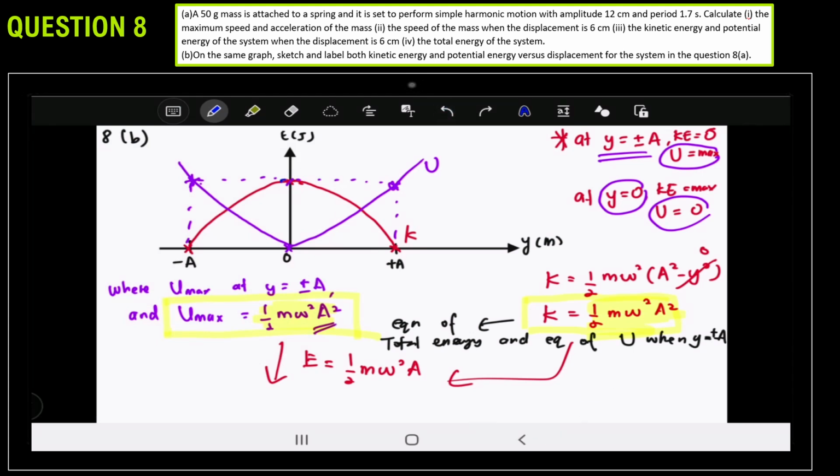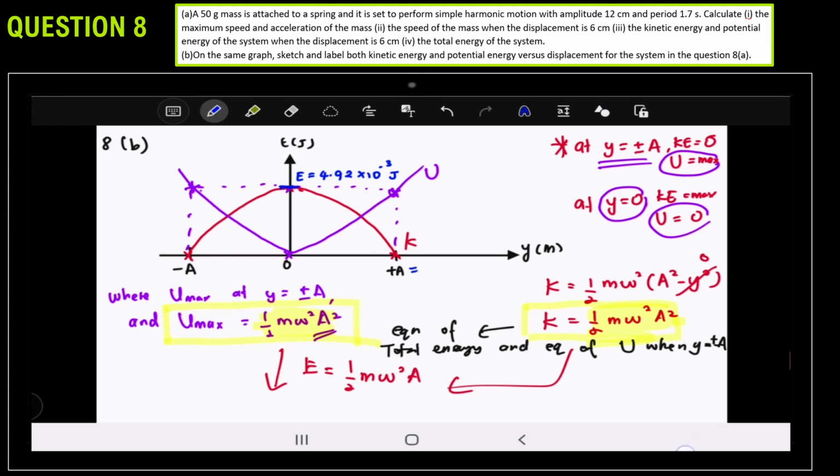So therefore, we can write the value of the maximum kinetic energy, E, is equal to 4.92 times 10 power of negative 3 joule. And you can also write the value of the amplitude, since we know that the amplitude is equal to 0.12, and here is negative 0.12. Make sure you label the value of E and also the graph. The purple color is for the potential energy graph and the red color is for the kinetic energy. So let's proceed to question number 9A.